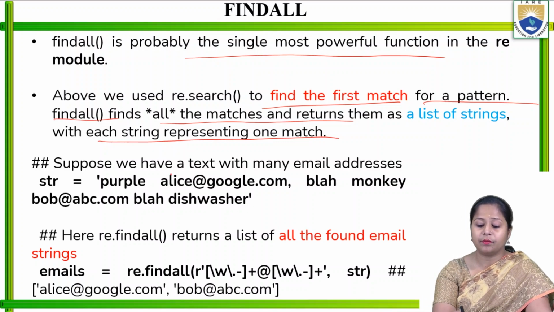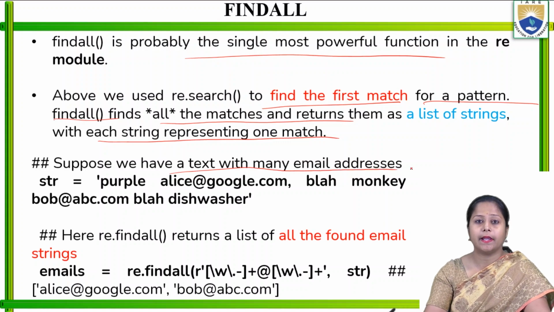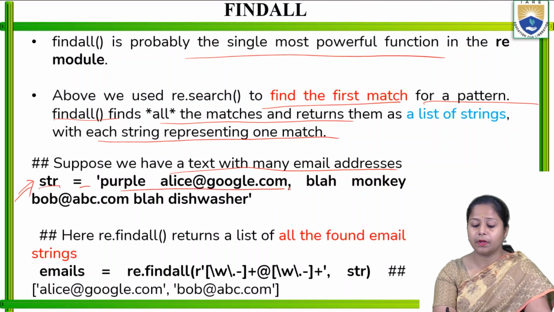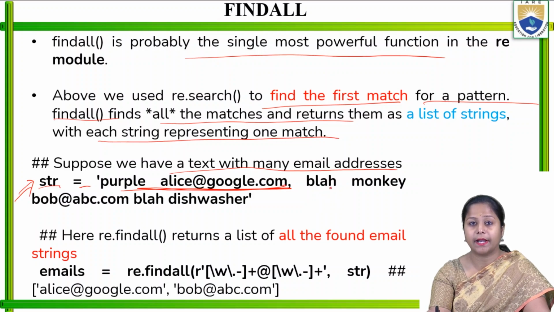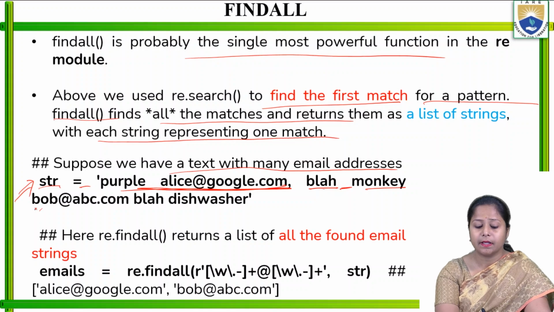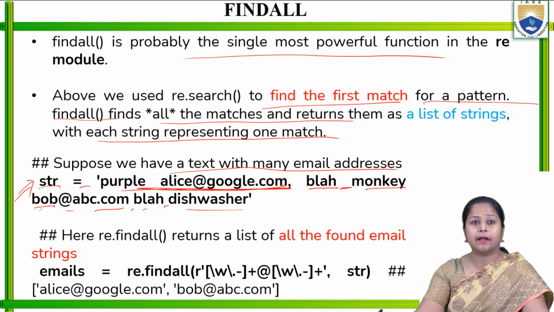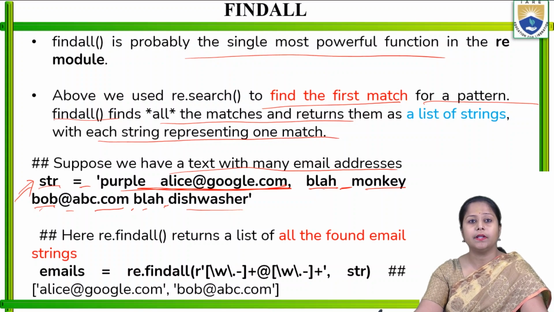So suppose we have to extract from a text with many email addresses. I would like to write a variable str is equal to that same purple example we have taken, then a string: 'blah monkey bob@abc.com blah dishwater', and the single quote closed. So that would be the string pattern to search for the pattern.